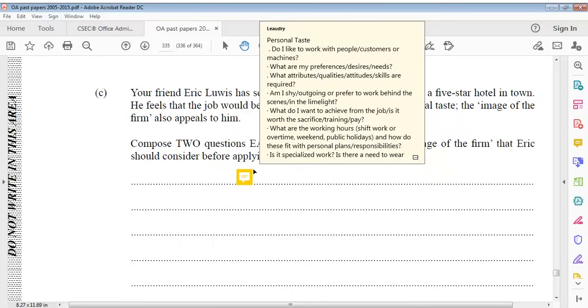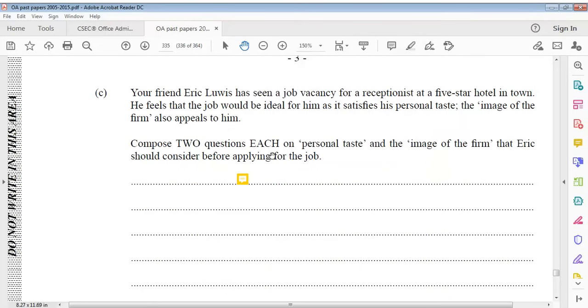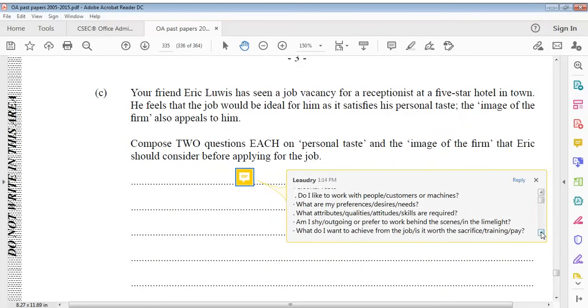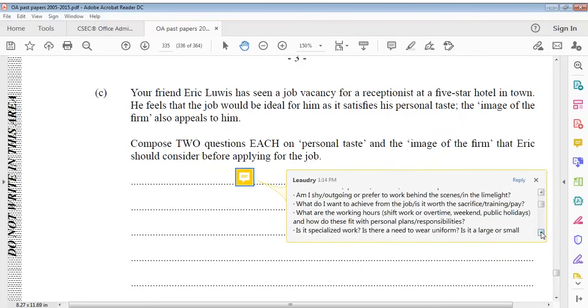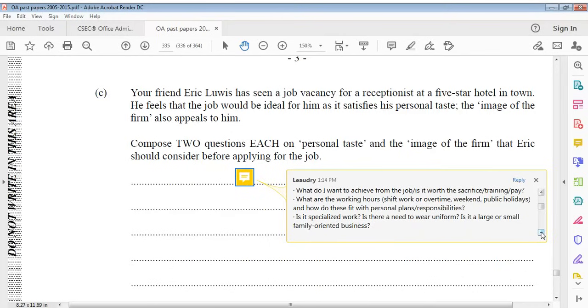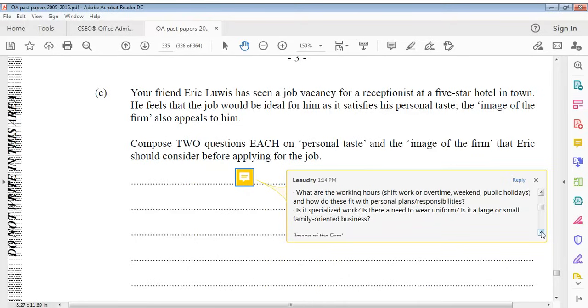Is it specialized work, or is there a need to wear uniform? Is it a large or small family-oriented business? No. Any two of those questions you could select from.